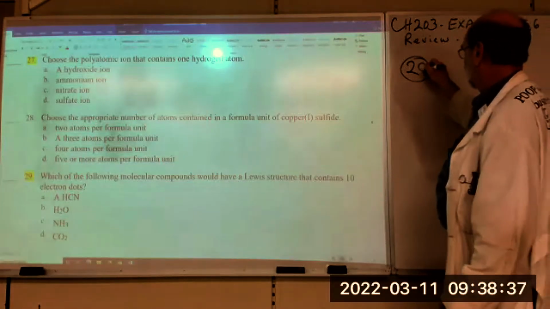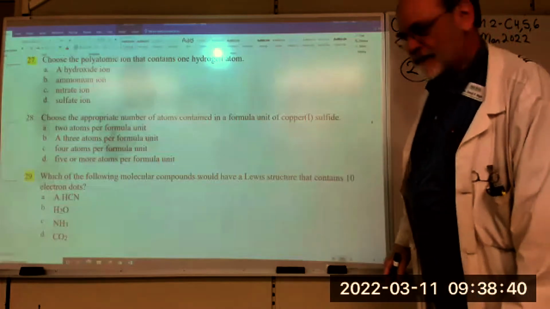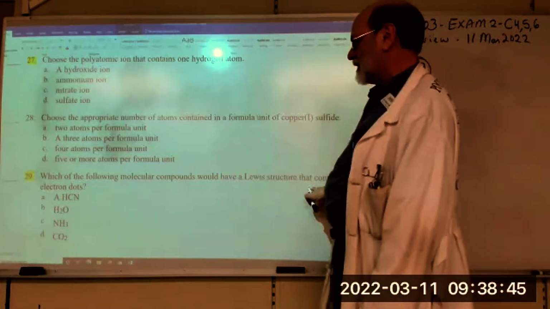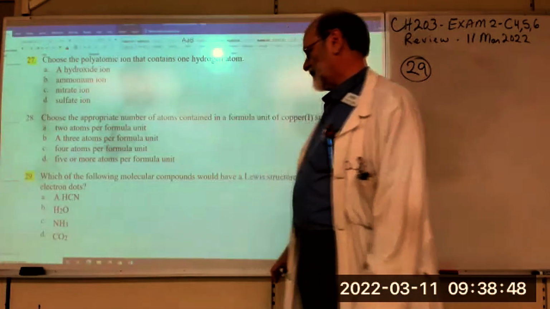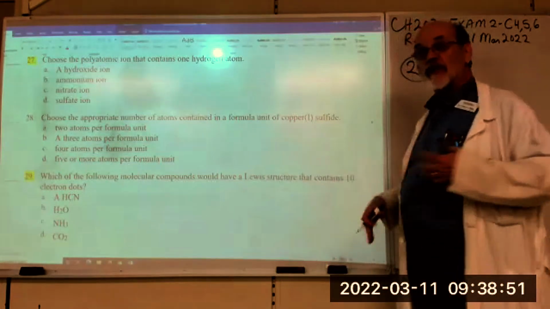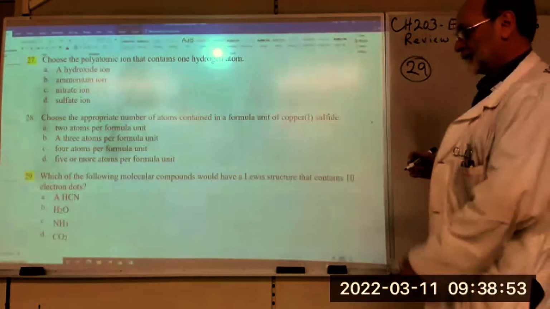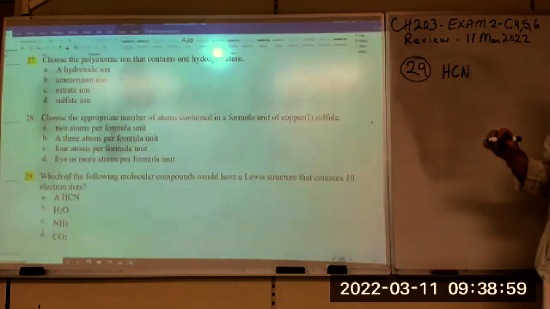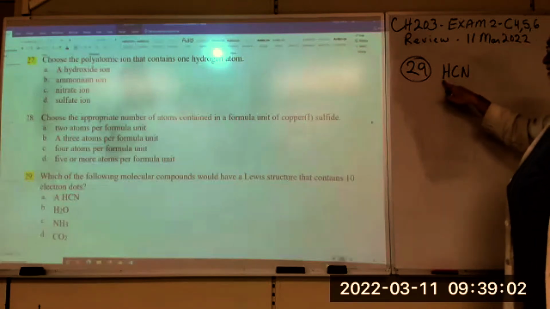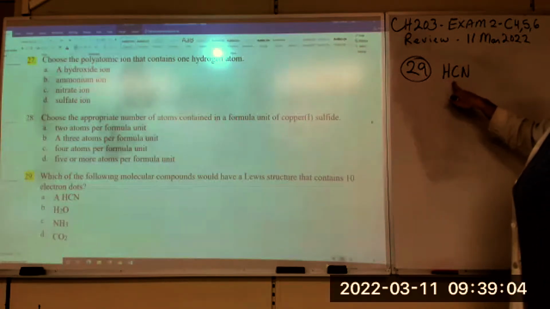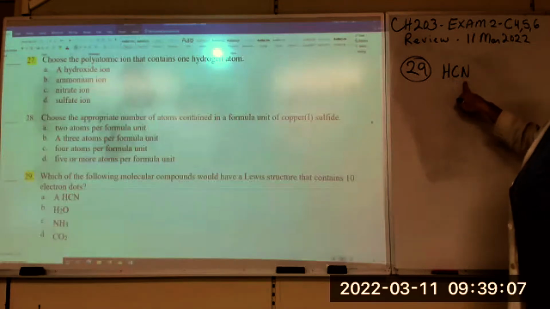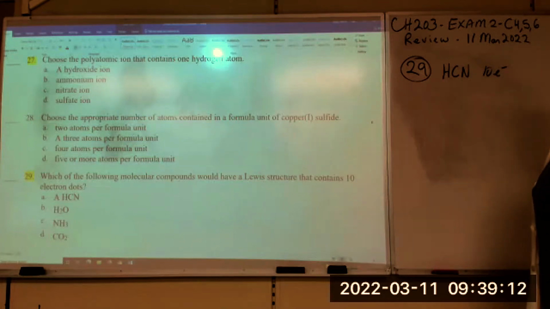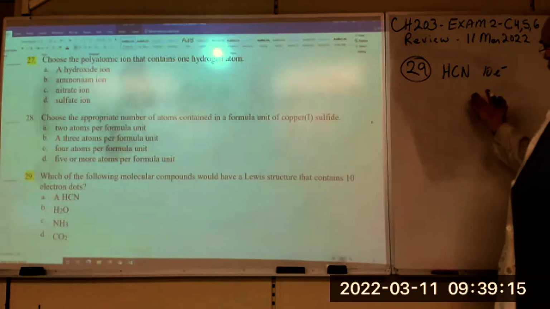29. Okay. Which of the following molecular compounds would have a Lewis structure that contains 10 electron dots? Okay. So we have to draw the structure for each one. Remember how to do that? For this one, how many valence electrons do we have? 1 plus 4 is 5. Plus 5 is 10, right? That's it. 10 electrons. And you have to place those 10 electrons in the structure.